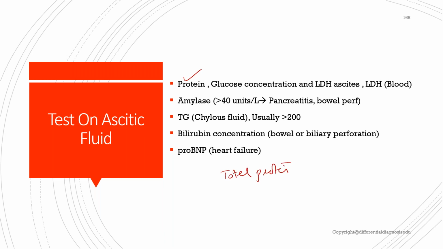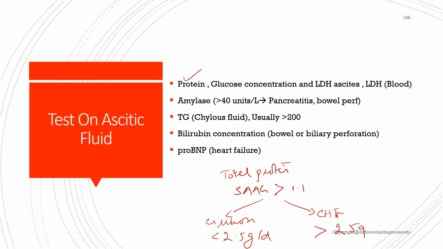And if the SAAG gradient is greater than 1.1, which means that the patient has portal hypertension, there are a couple of causes related to portal hypertension. One is cirrhosis and the other is CHF. Both can cause portal hypertension, but in cirrhosis, the protein will be less than 2.5 gram per deciliter because the liver is cirrhosed and will not produce any protein. But in CHF, with portal hypertension, the protein will be greater than 2.5 gram per deciliter.